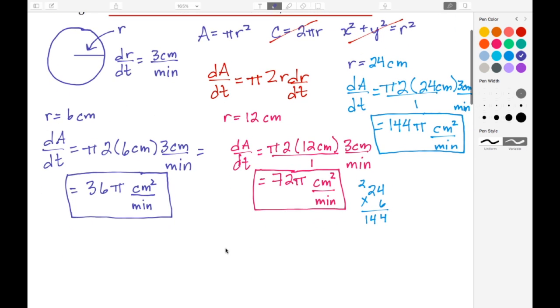So what we're going to do now is change this problem into a parametric equation. We started off with the equation for the area of a circle, where A is equal to pi r squared, and we also know that the change in the radius over time is 3 centimeters per minute.